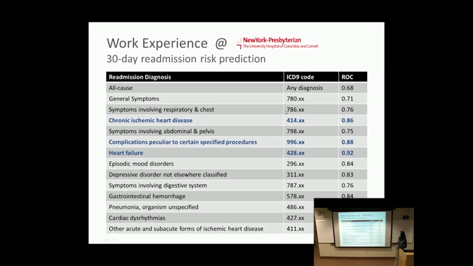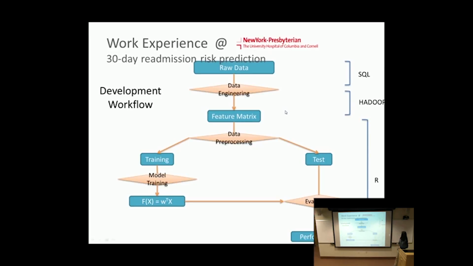That seems pretty straightforward to do, but actually, it takes a lot of effort starting from the raw data, because the data is completely different. Columbia's model was trained on Columbia's data set, from 2005 to 2008, and tested on 2009. But as a big hospital, NYP has data available from six hospitals, and the time range is much wider, till very recent.